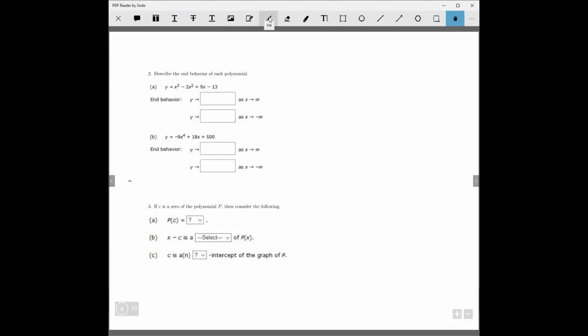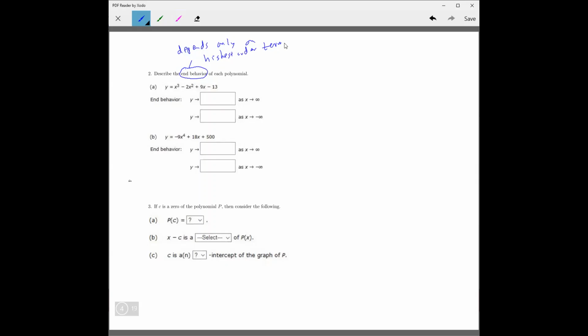Okay, now the next thing is end behavior. Let me explain a little bit about that. Okay, so this end behavior depends only on the highest order term. And let me explain a little bit why that is with this first problem, and we'll just go on to the next ones.